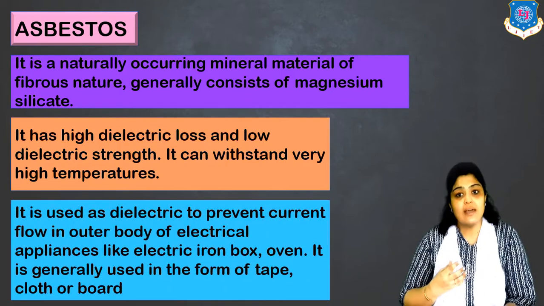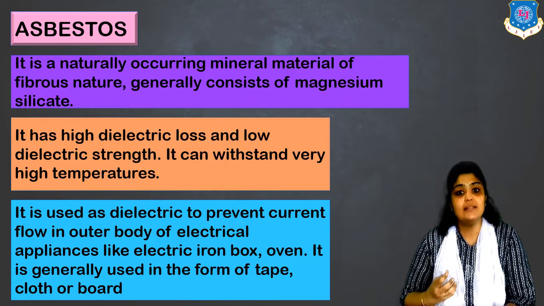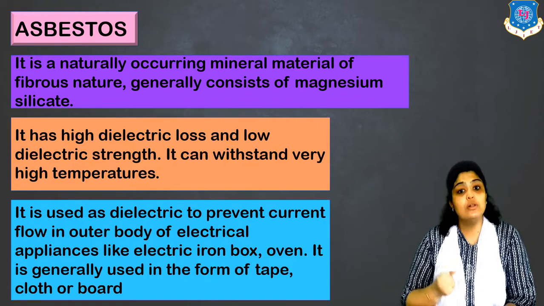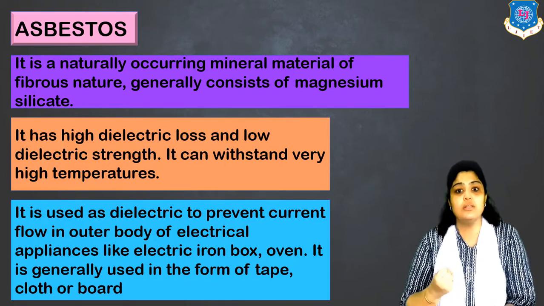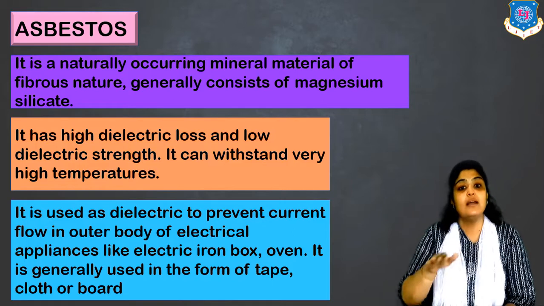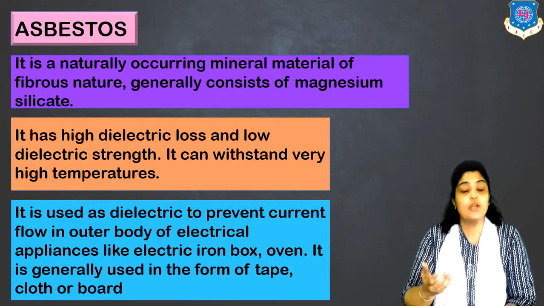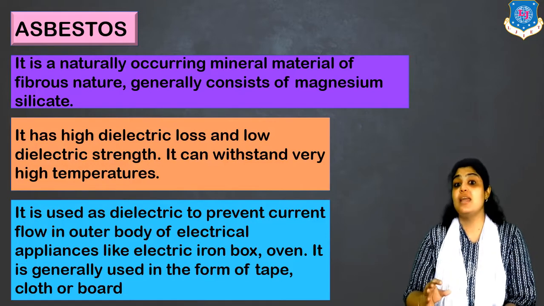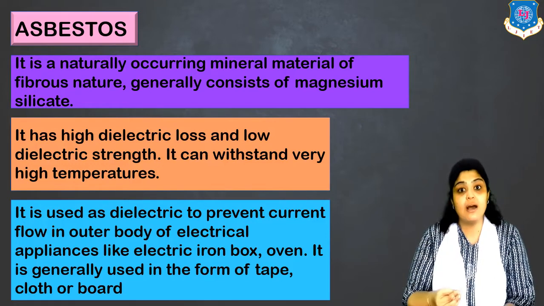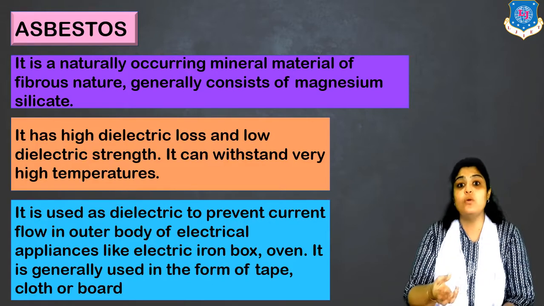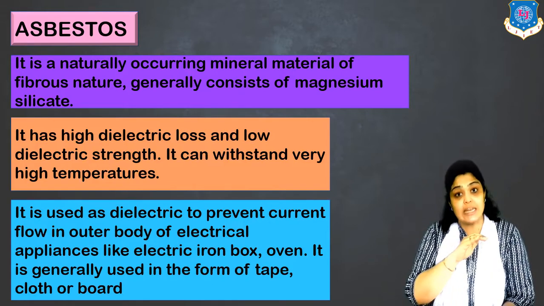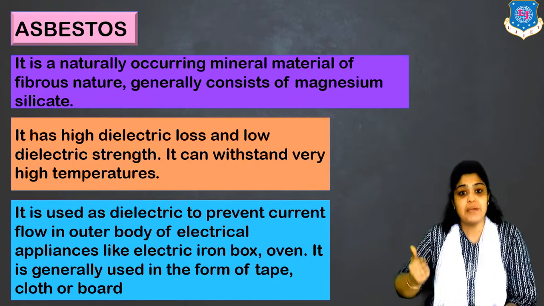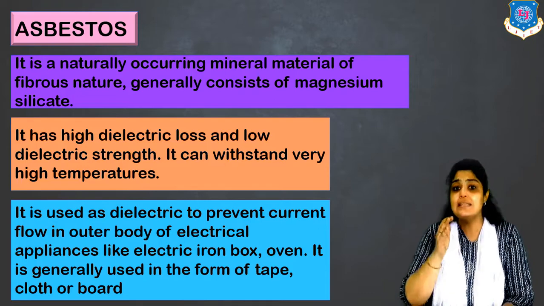It is used to prevent current in the outer body of appliances, like you have an electric iron box, oven, etc. It is also used in the form of tapes, cloth and boards. Now you might have seen the upper coating of an electric oven, the microwave oven, is coated with asbestos. They get heated up, but you won't feel a spark, or when you go close to it, you won't feel the charge, right? You just feel heat because of asbestos. Because asbestos has comparatively a high dielectric loss, it gets heated up.